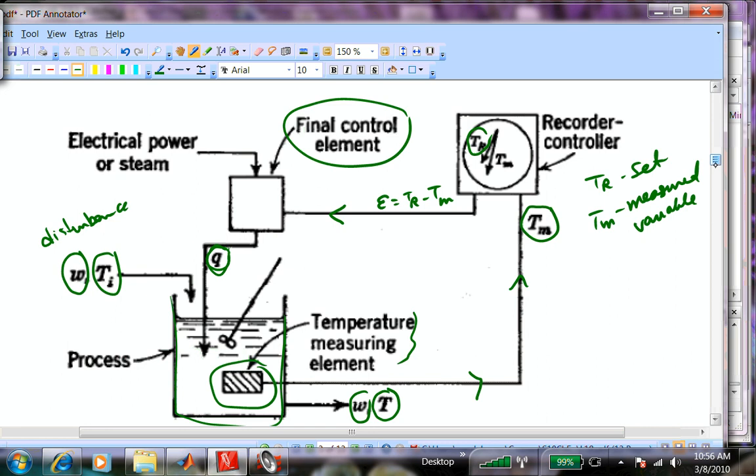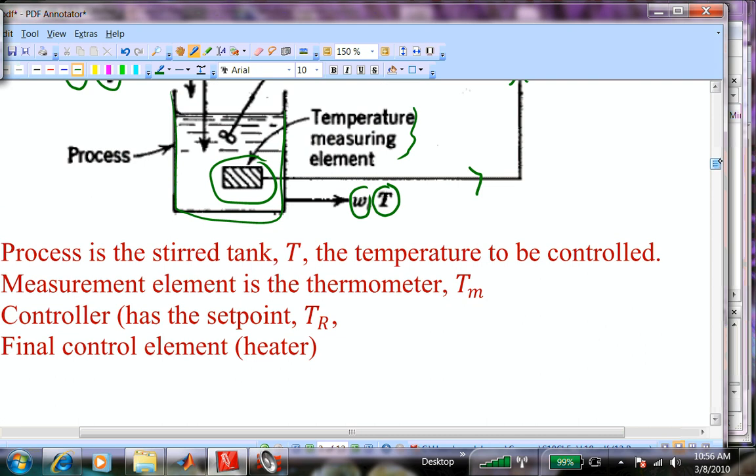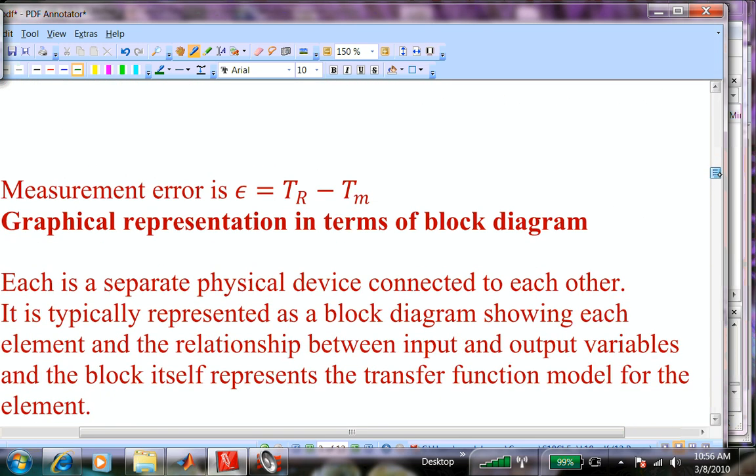Any questions on the physical description here? Okay, so the process itself is the stirred tank, and T is the temperature that we want to control. The measured value is Tm from the thermocouple, and the set point is Tr, and the final control element is the heater. How does the block diagram look? Graphical representation in terms of block diagram. So we are defining the measurement error as the difference between the set point and the measured variable.